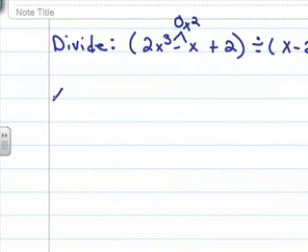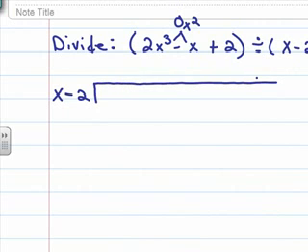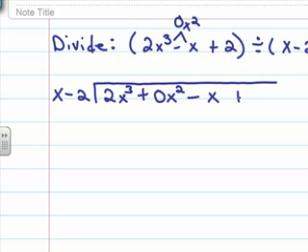So to do long division, we're going to write x minus 2 outside, and then inside the division box we're going to put 2x cubed plus 0x squared minus x plus 2. And so we look at the first terms.